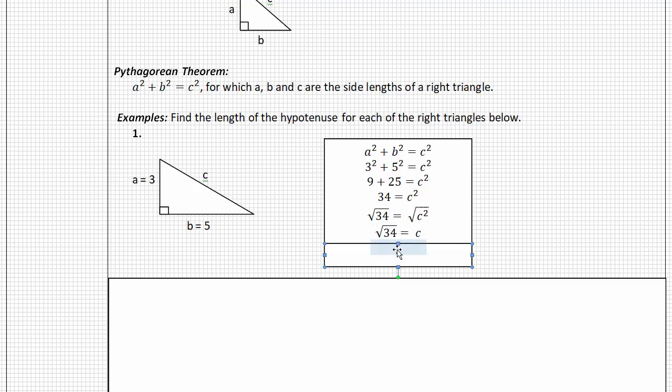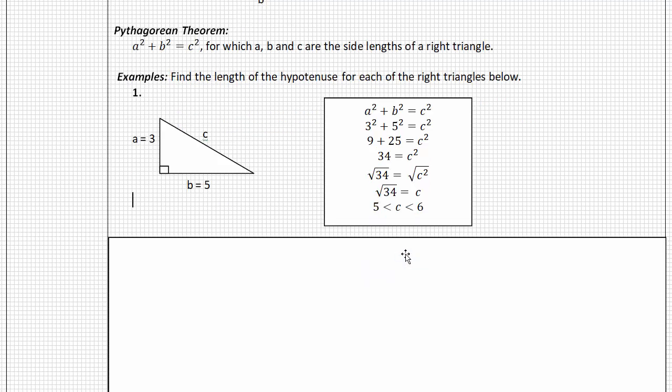We want to think a little bit further though. What is the approximate value of the square root of 34? Well, 6 squared, 6 times 6, is 36, and 5 squared, 5 times 5, is 25. 25 is too low, and 6 squared, 36, is too big, so we know that the value of c is a decimal between 5 and 6, maybe 5 point something. So c is in between the values 5 and 6.